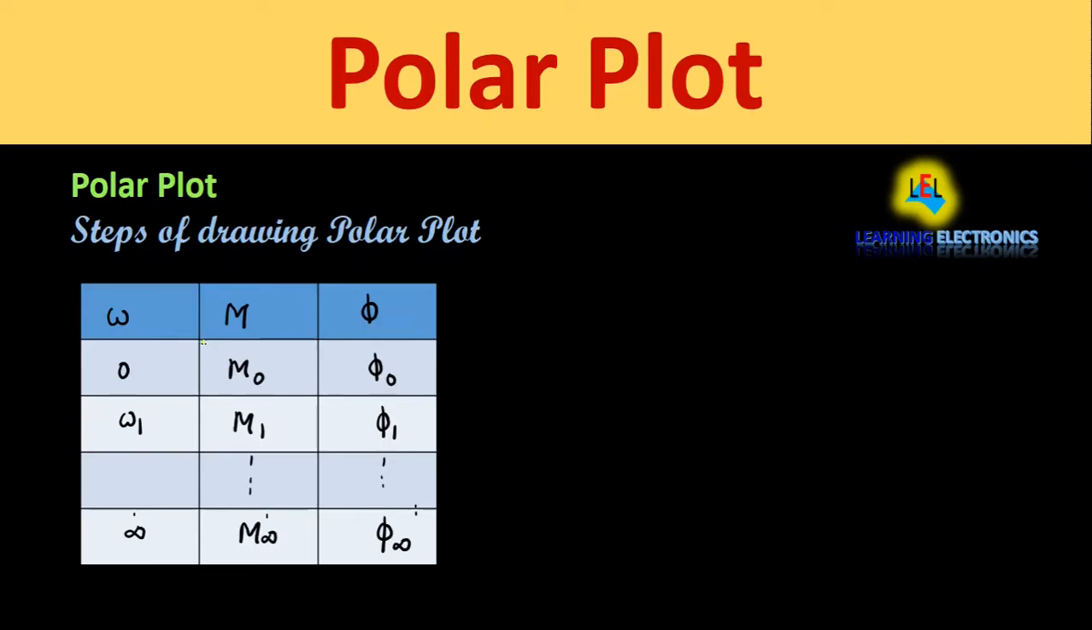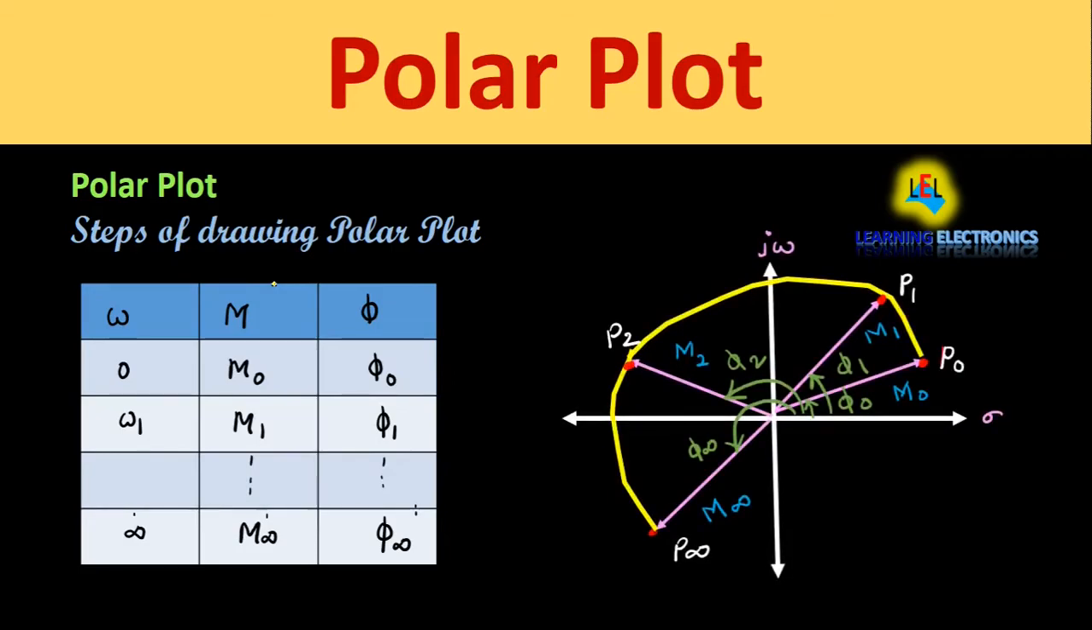Then we have to make a table using all the values of magnitude and phase angle corresponding to the omega values. So here at omega equal to 0, we got the magnitude M0 and phase angle phi 0. Similarly, for omega equal to infinity, we got magnitude M infinity and phase angle phi infinity. Then using these values in the table, we have to draw the final polar plot like this.